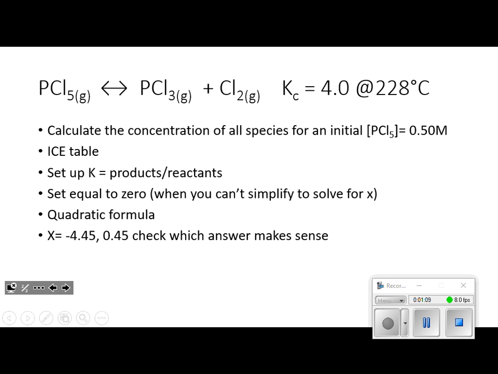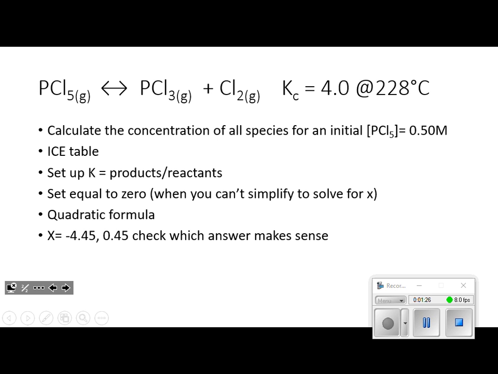This stuff hopefully coming back to us. Plus Cl2, diatomic chlorine. Gives you the K value of 4 at 228 degrees Celsius. Remember, K value is dependent upon temperature, because whether or not it's endothermic or exothermic can play a role then in the balance between products and reactants.